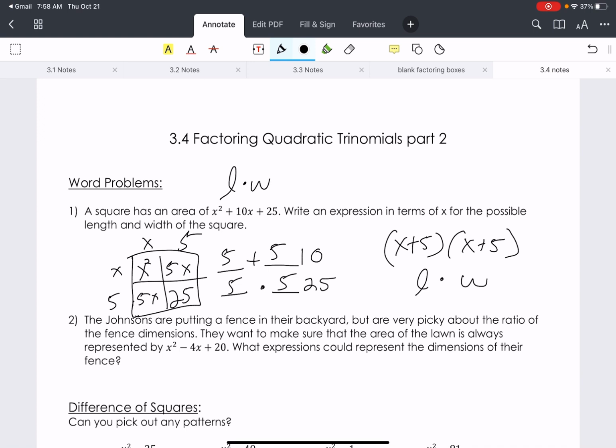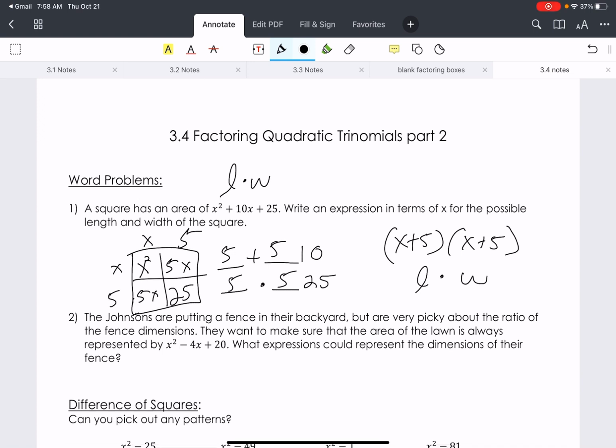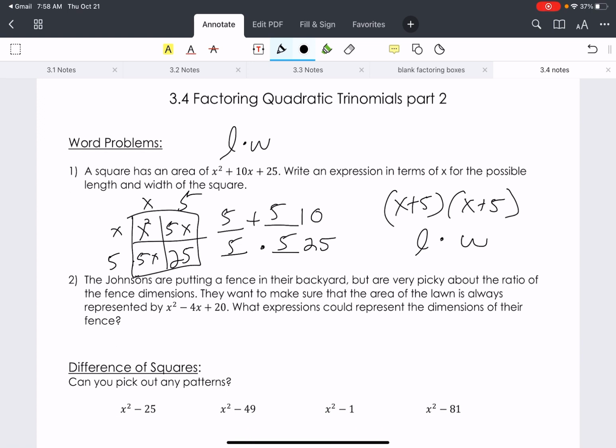I was just kidding. Okay, the Johnsons are putting a fence in their backyard, but are very picky about the ratio of the fence dimensions.